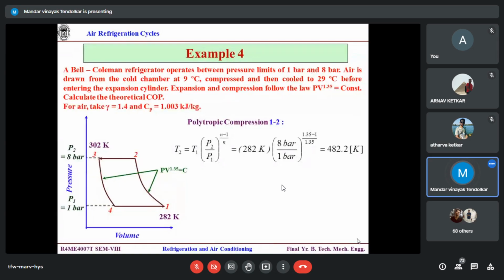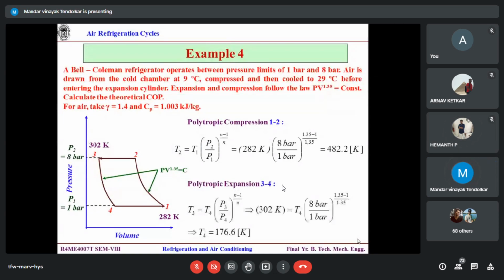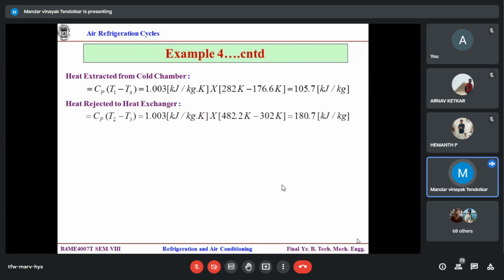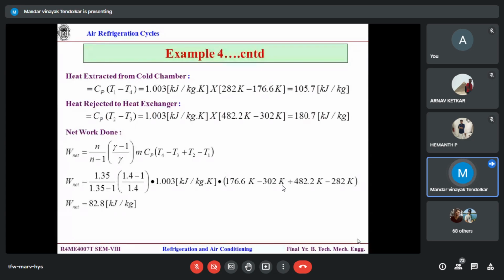Is this calculation correct? Are you getting 482 or not? Yes, sir. Approximately. Fine. Then similarly find T4. Is this correct? Yes, sir. Okay, done. So now you know all the values. Heat extracted from the cold chamber, that is what is asked. And basically refrigeration effect. So it is Cp into T1 minus T4. Heat rejected is Cp into T2 minus T3. Upper part, heat exchanger.